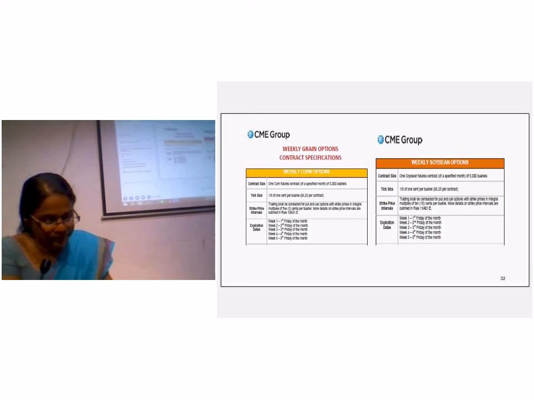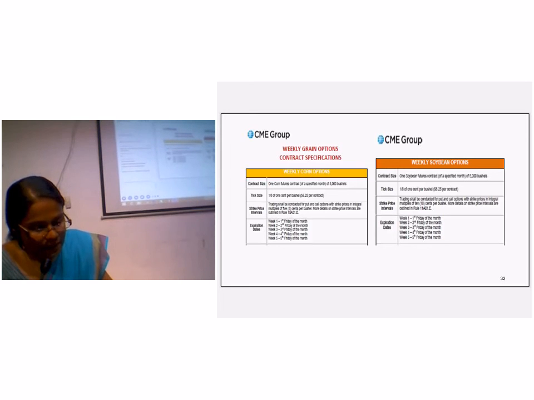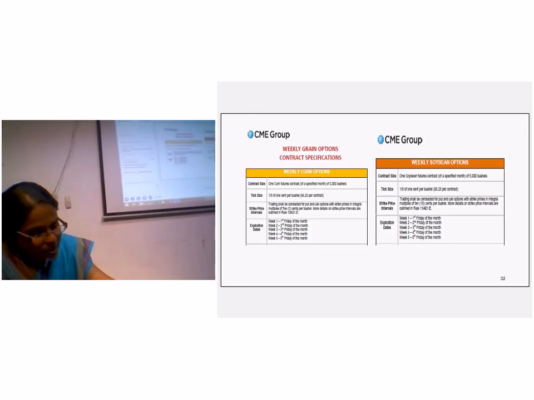The first one, weekly grain options, contract specifications. You can read this. The first one is contract size. One corn future contract. Now this is for corn, an agricultural product. One future means 5,000 bushels. Then the price, $6.25 per contract. That means the price is already decided.